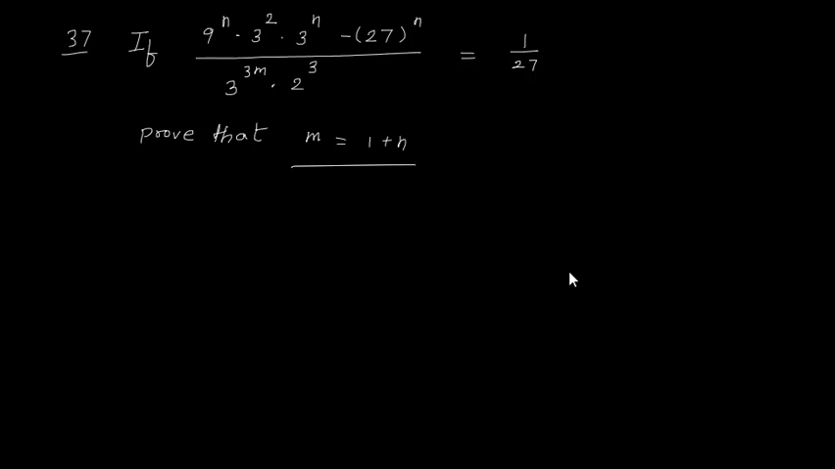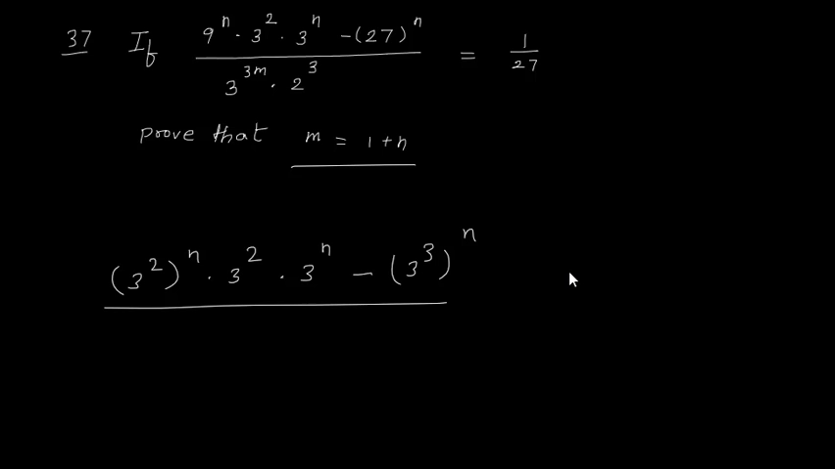Now 9 I can write as 3 power 2. Then the whole power we have n into here we have 3 power 2 into here we have 3 power n minus this 27 I can write 3 power 3 and then we have whole power n. Divide by here also it is 3 power 3m into 2 power 3 is equals to here 1 upon it is 3 power 3.